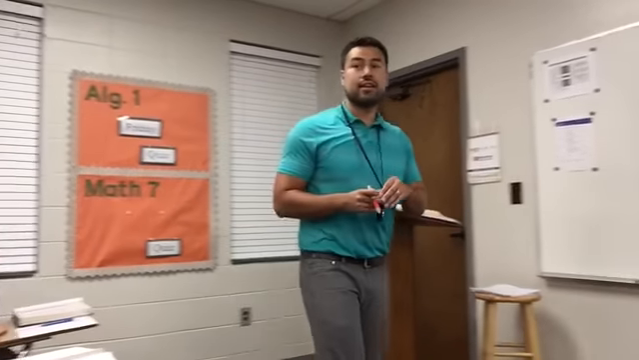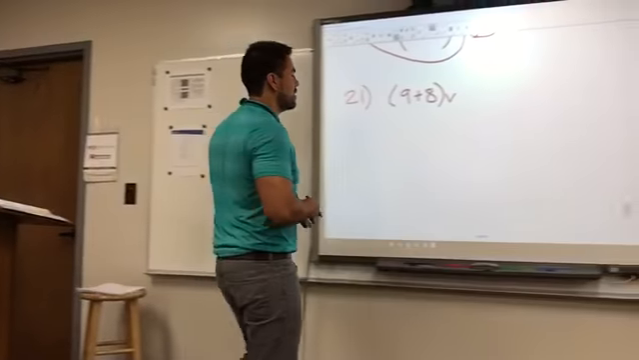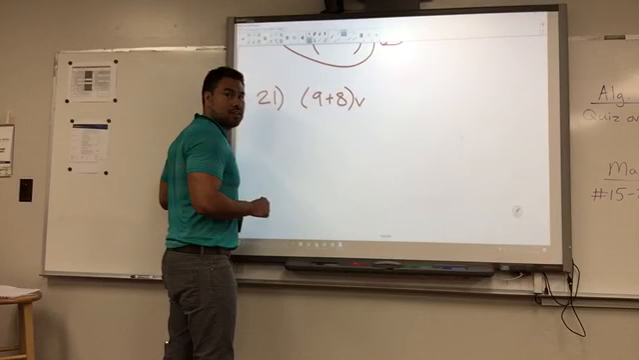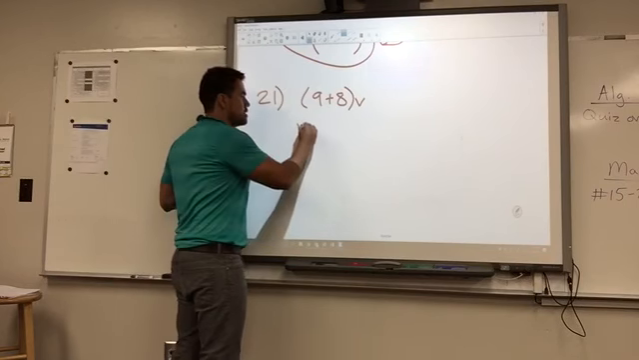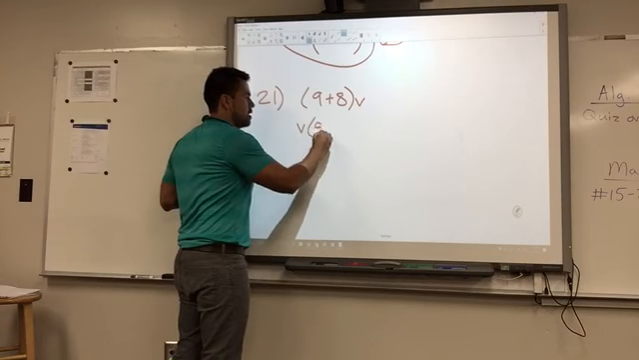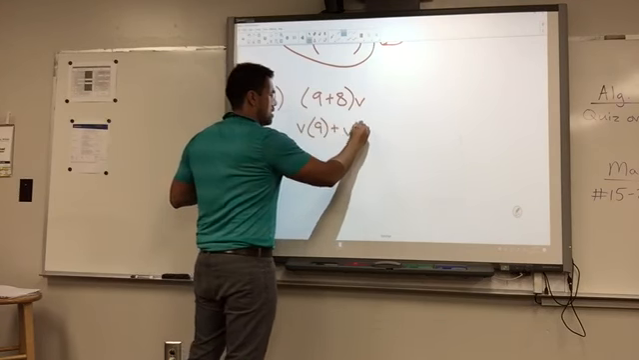Okay, go ahead. Caroline? Well, do you want me to work through it or just...? Just tell me what you got. Okay. I got B, and then parentheses 9 plus B.